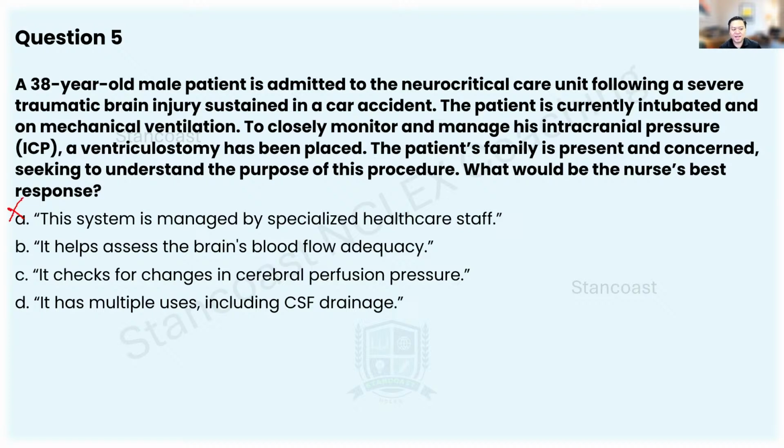What about letter C? It checks for changes in cerebral perfusion pressure. Do you think that is appropriate to tell the family members? It checks for changes in cerebral perfusion pressure. So technical. They will not be able to understand the technicalities for this device. This statement, though, is correct, but it is going to be too complex for them to understand. They are not familiar with the device and also the terminology. So we are going to look for that statement that is going to be more understandable and make sure that your statement is concise. You don't have to describe way too many things initially. So we are going to mark this as a wrong option. It checks for changes, too technical.